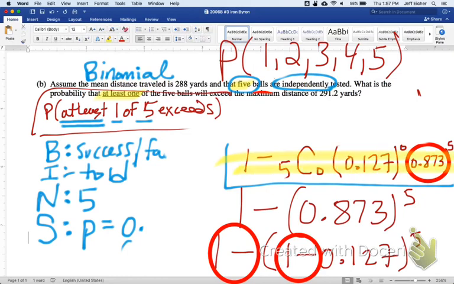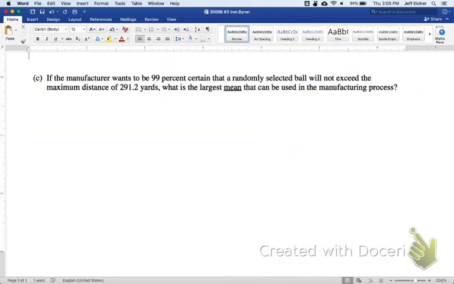Just to review the binomial theorem. Okay, that's enough for that, and let's look at part C. Part C says if the manufacturer wants to be 99% certain that a randomly selected ball will not exceed the maximum distance of that, what is the largest mean that can be used in the manufacturing process?